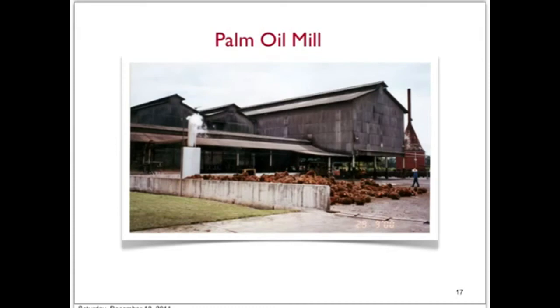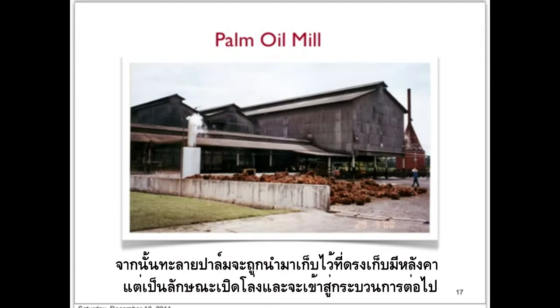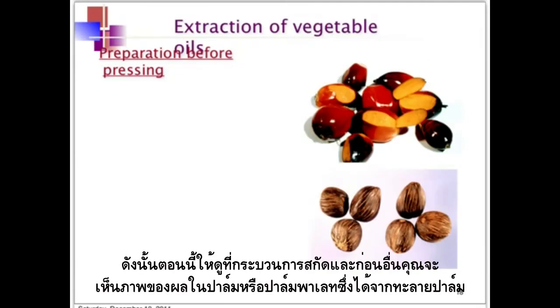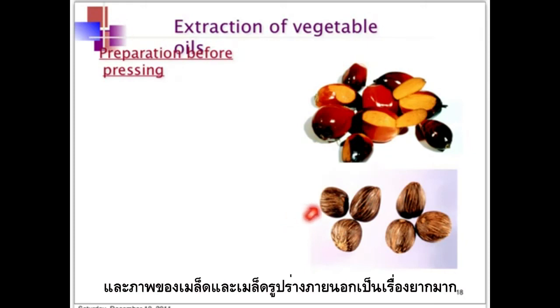And this is how the palm oil mill looks like. So you can see the oil palm fruit bunch being stored in the open space here, and inside here is where the processing takes place. So now let's look at the extraction process. And before that, we can see again this nice picture of the fruitlets from the oil palm fruit bunch, and it's a picture of the kernel.